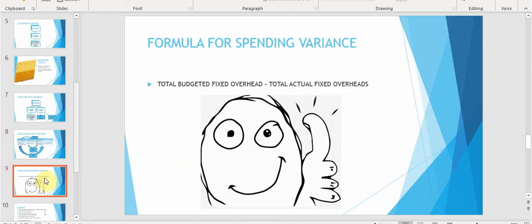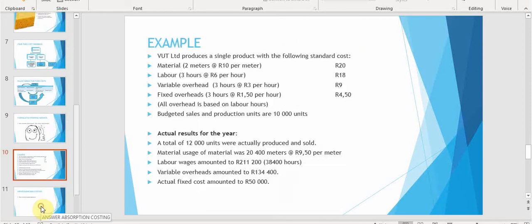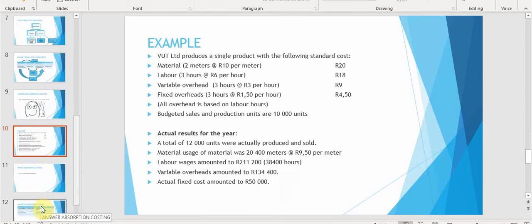For the spending variance, unfortunately, this is only one formula that you have to study so far. In total, there will literally be 2 formulas to study that are really, really simple. So the spending variance is your total budgeted fixed overhead minus your total actual fixed overhead. So it's the budgeted minus the actual. But let's go to an example.